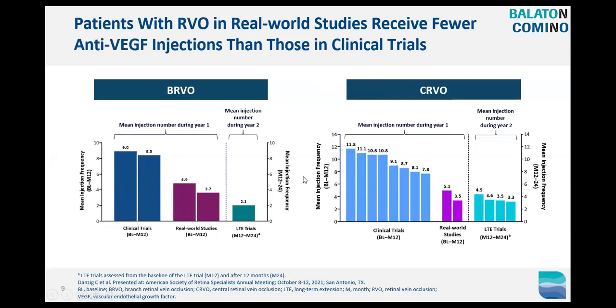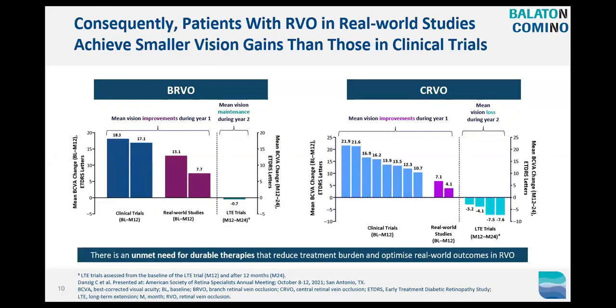On the CRVO side, similarly, you have the same thing going on. And you notice it's very easy to count the number of injections in clinical trials. But when you come down here, patients are busy doing other things. The monitoring is not as easy, and you end up with fewer injections. And what does fewer injections translate to, ladies and gentlemen? You end up with fewer vision gains, and less letter gain. If you compare clinical trials, 18 letter gain from baseline up to month 12. Real-world studies is 13 letters.